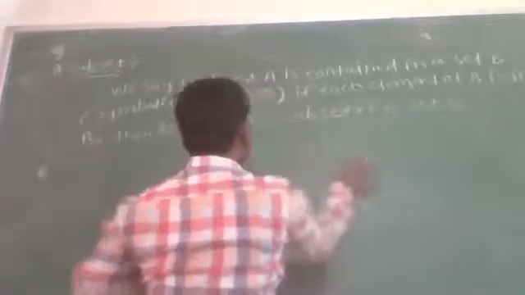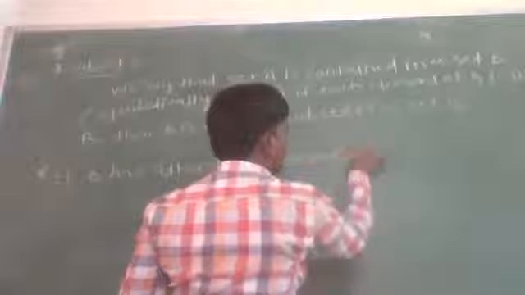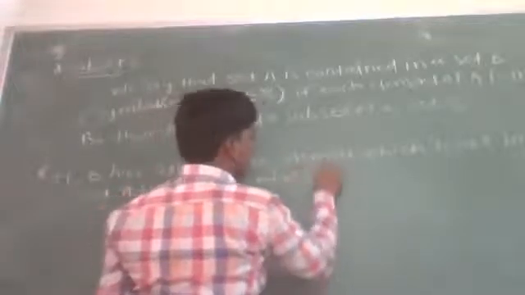Okay. Now, in addition, suppose B has at least one element which is not in set A, then A is called properly contained or strictly contained in set B. That is, A is a proper subset of B.